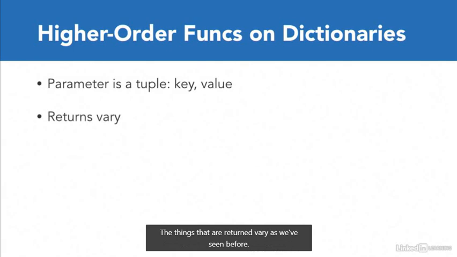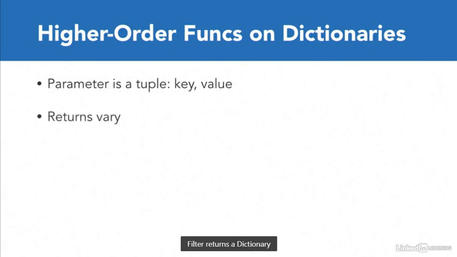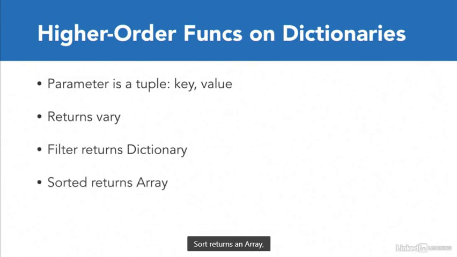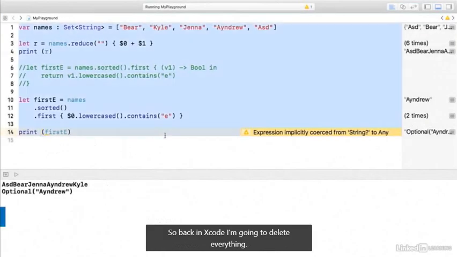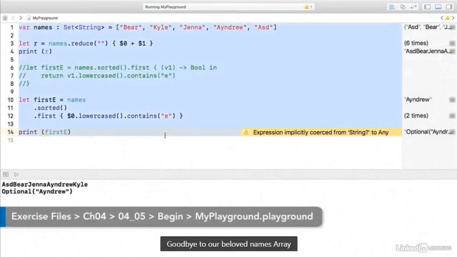The things that are returned vary, as we've seen before. Filter returns a dictionary with the items filtered out of it. Sort returns an array. So you have to look at the return types. Let's look at a couple examples. So back in Xcode, I'm going to delete everything. Goodbye to our beloved names array.